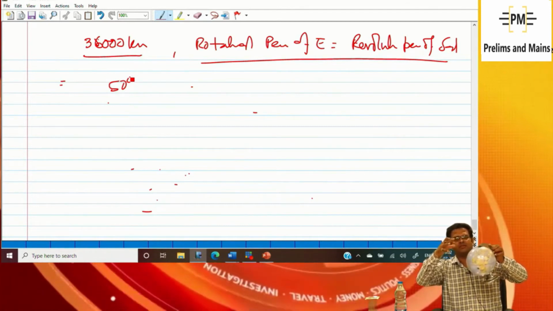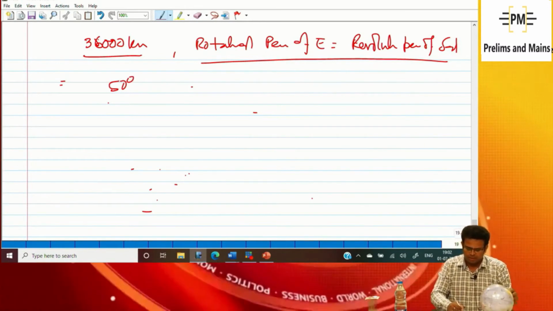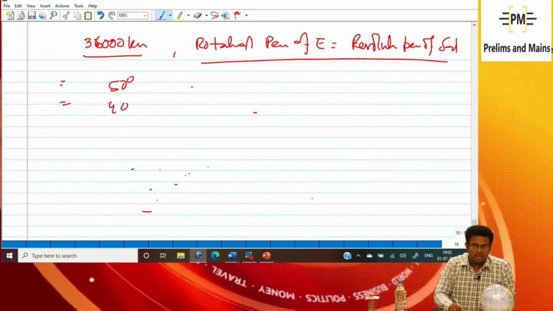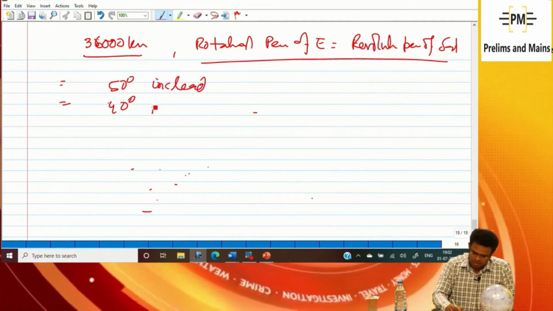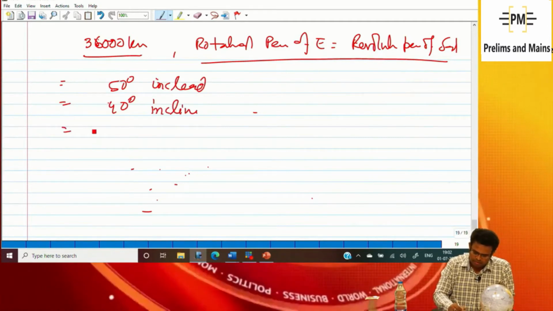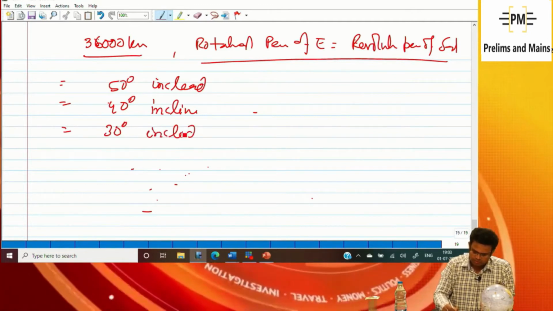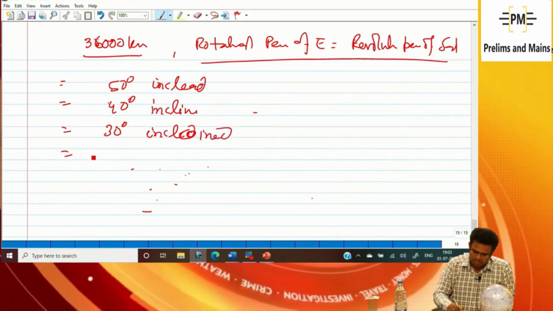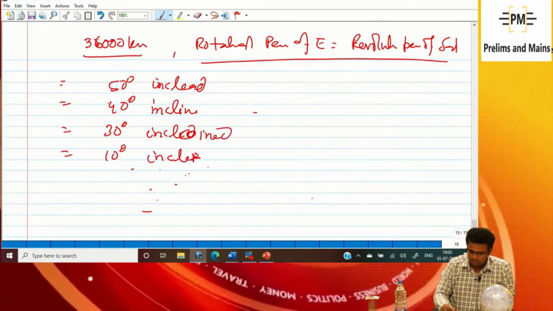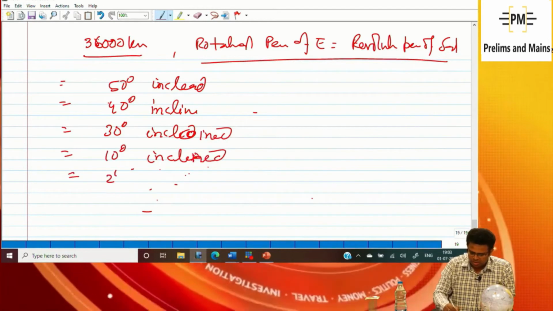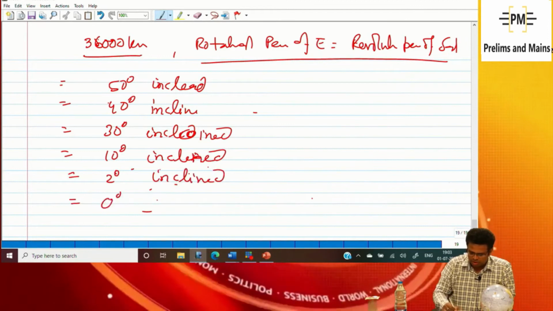Here it is covering the region of Canada, and here the region of China. So it can be 50 degrees inclined, it can be 40 degrees inclined, it can be 30 degrees inclined, geosynchronous. It can be 10 degrees inclined, it can be 2 degrees inclined, and it can be 0 degrees inclined.